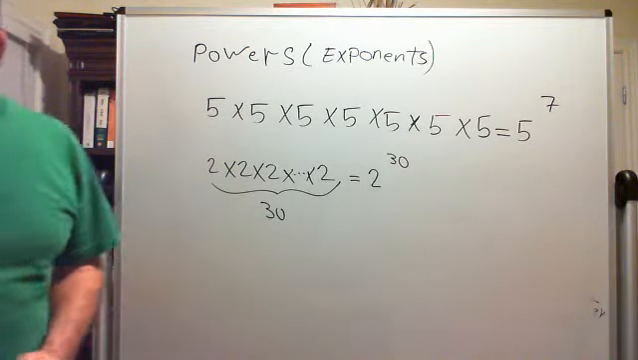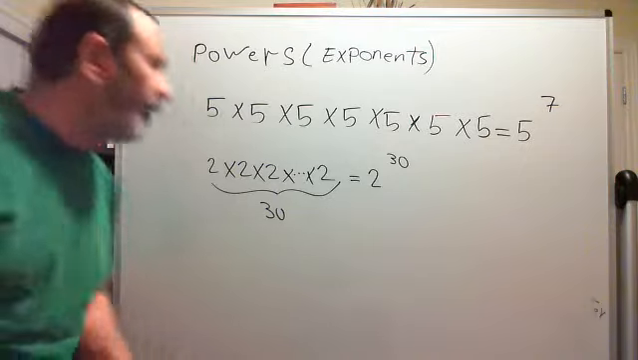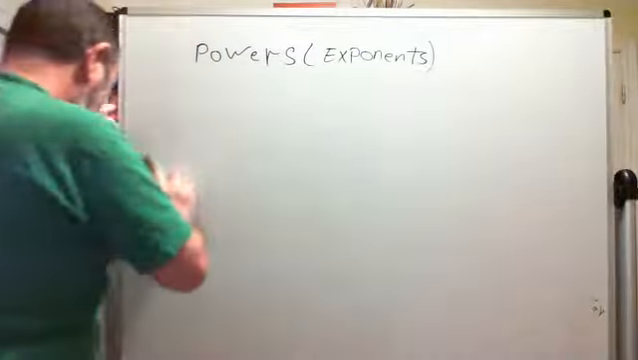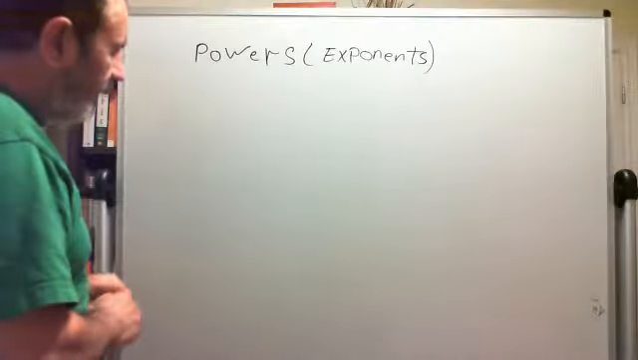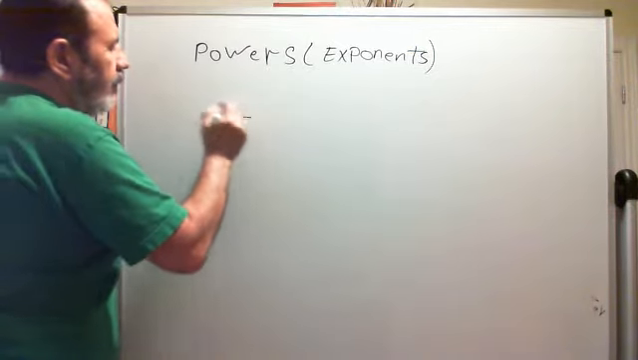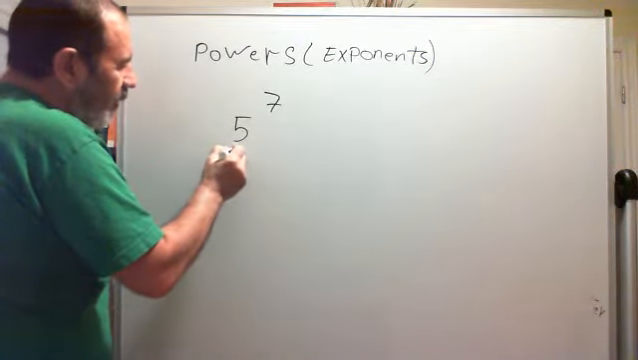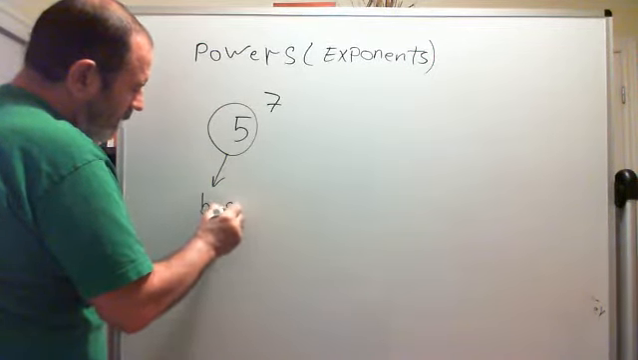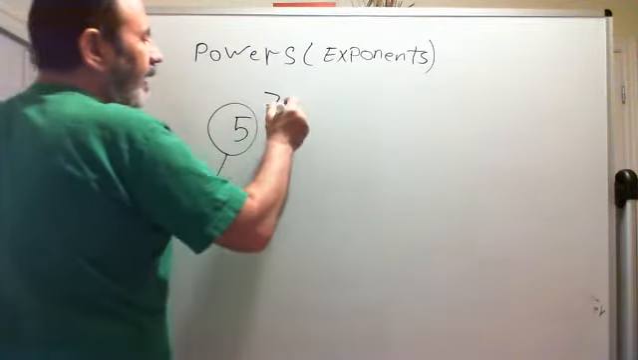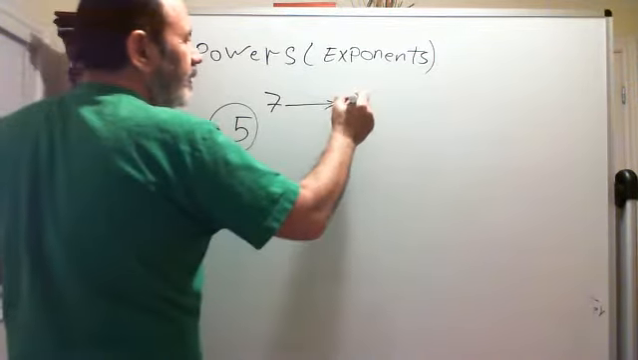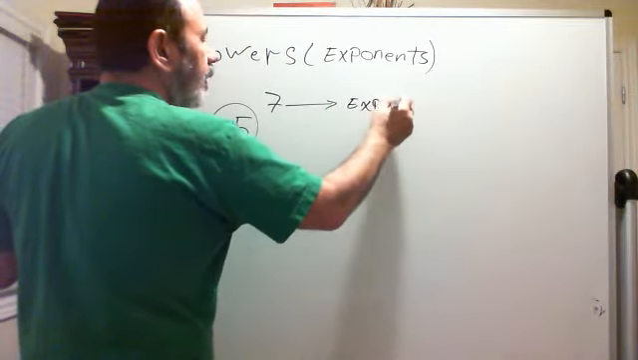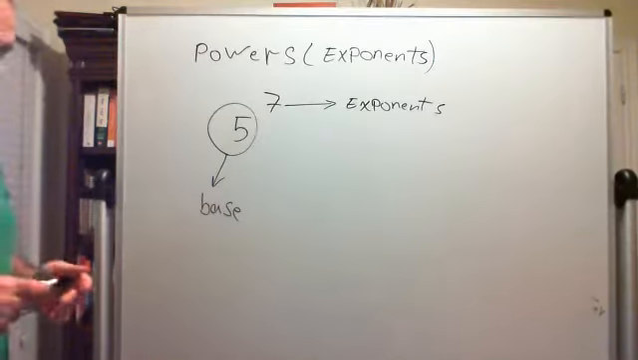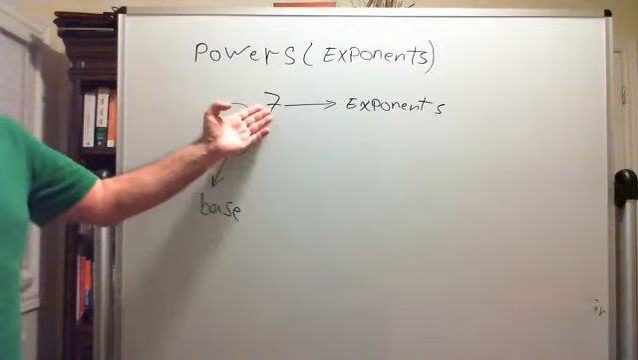Now, where is my eraser? It's here. This is the meaning of power. And when we are writing 5 to the power of 7, the name of this 5, we call it base. The name of this 7, we call it exponent. Okay, so 5 is the base and 7 is the exponent. The base is multiplied by itself the number of times of the exponent.